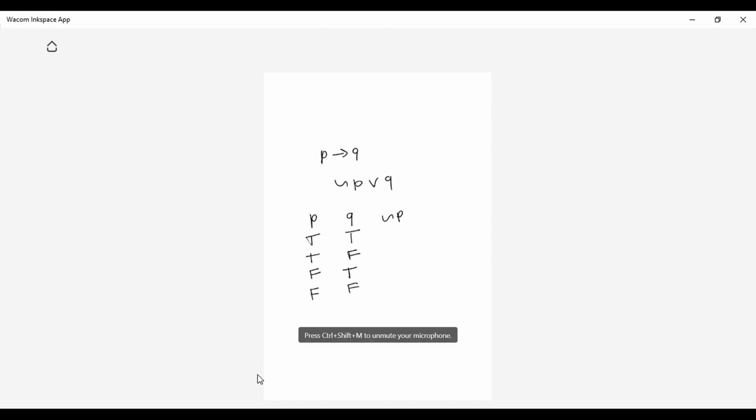Now negation P would be false, false, true, true. And negation P or Q would be, see this: false or true is true, false or false is false, true or true is true, true or false is true.